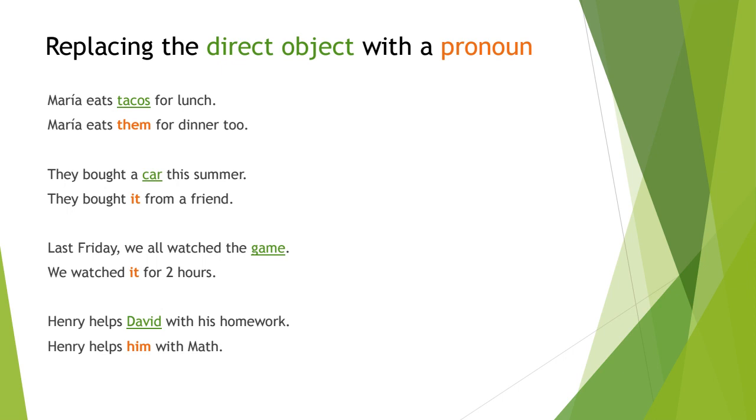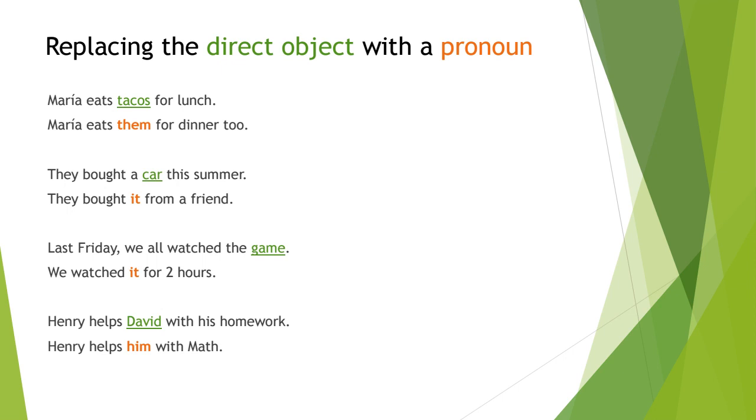Another example, they bought a car this summer. Once we've established that we're talking about a car being bought, we can go ahead and say they bought it from a friend instead of saying they bought a car from a friend because we've already established what it is. Last Friday, we all watched the game. We watched it for 2 hours instead of saying we watched the game for 2 hours. Henry helps David with his homework. Henry helps him with math. So we can replace David with him instead of repeating David's name all the time.